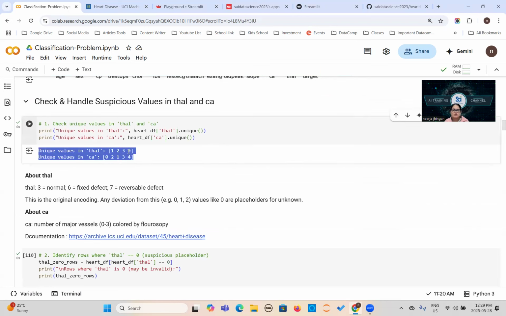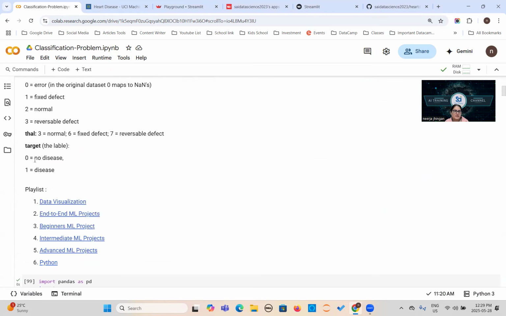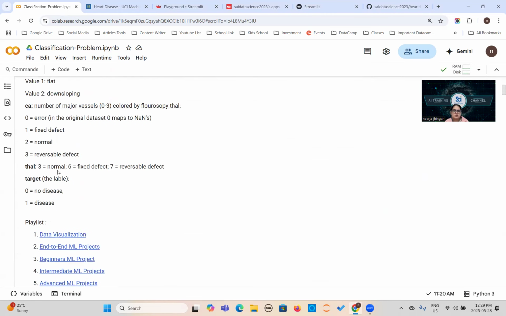I have checked every unique value of the categorical features, but I found the problem in these two. In the thal, it is showing me four different values: 0, 1, 2, 3, or sorry, 1, 2, 3, 0, right? Although thal has only three values, it does not have a fourth value. If we go back here, they denote 3 as normal, 6 as fixed defect, and 7 as reversible defect. But they have used the label encoder 0, 1, 2, 3, or you can consider 1, 2, 3.